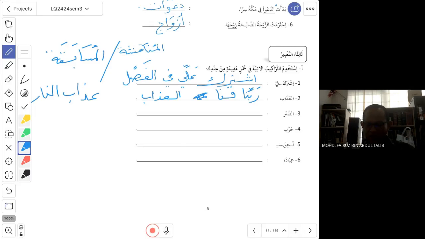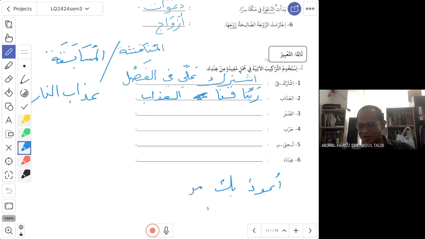Or you can write other sentence. For example, we say, Allah, ya Allah, what is the word? A'udzu. We seek protection. A'udzu bika. So anybody would like to craft a dua? Allahumma inni a'udzu bika minal azab. Okay, minal azab, from the punishment or from the torture.